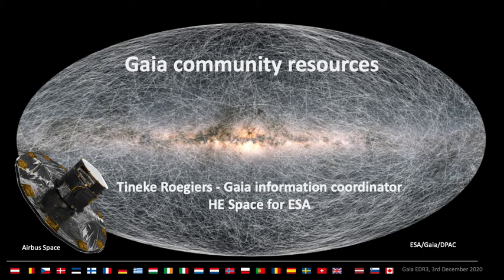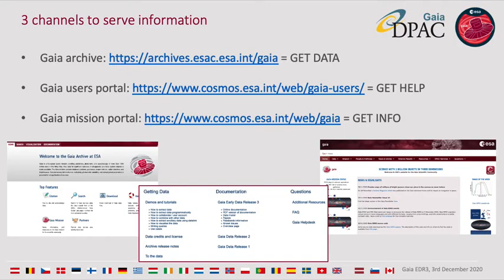And while you're running to the Gaia archive, sending your queries and waiting for results, I will quickly show you what kind of community resources there are for Gaia and where to find some important information. First of all, it's important to realize that we have 3 channels to serve information. There's the Gaia archive. You use that to get your data and search through the catalog.